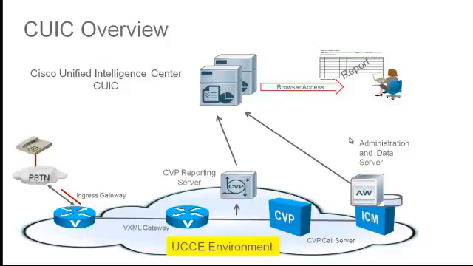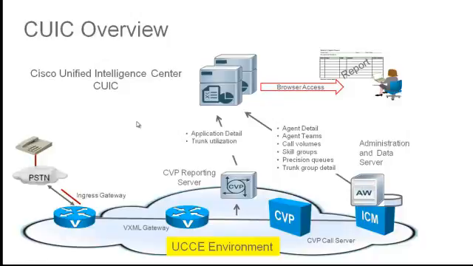As you'll see in this slide, UCCE consists of either a single server or cluster, which integrates with the UCCE environment to connect to what we refer to as data sources. These data sources will provide agent detail, agent teams, call volumes, skill groups, precision queues or trunk group detail from the ICM data source, or from the CVP data source, the CVP reporting server, we'll see information concerning application detail, trunk utilization, and gateway detail.